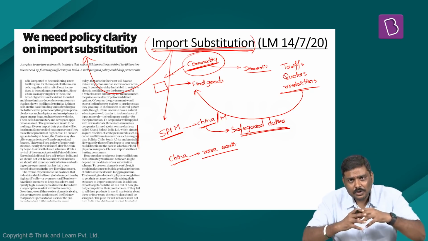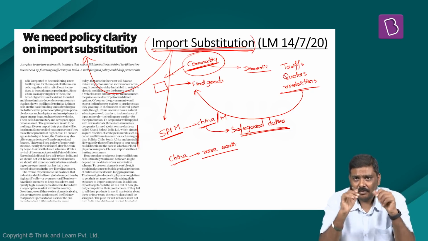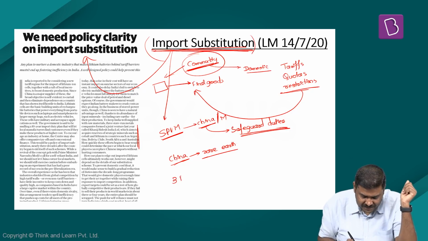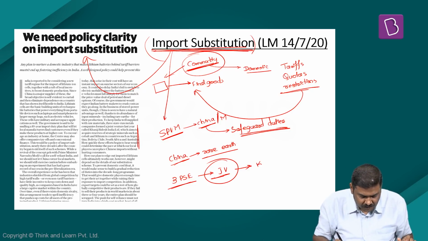India does not have a huge amount of production of this, but this article mentions that very recently 3 public sector enterprises have come together, formed a joint venture, and they have set up a new company, that is Khanij Bidesh Limited.